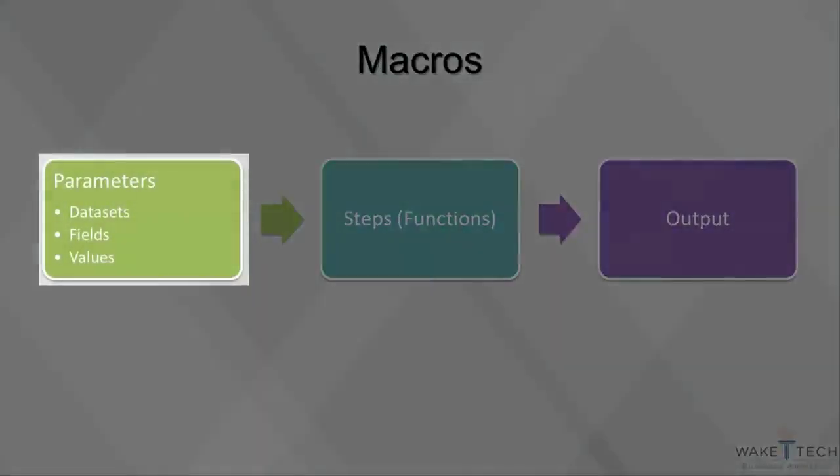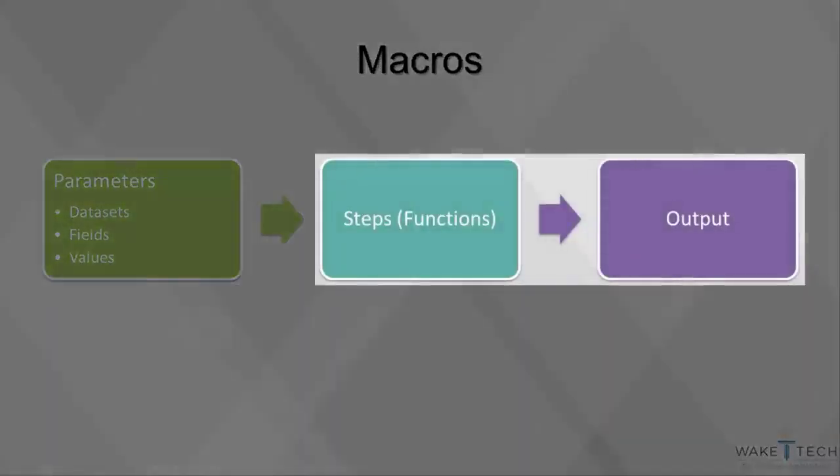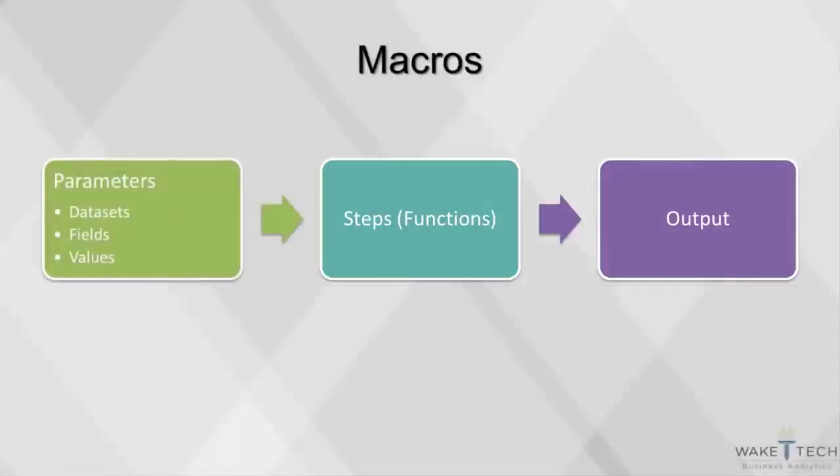The parameters of a macro are the input. This can be datasets, fields, or values. The parameters are a component that will change with each call to a macro. After the steps of the macro are complete, the output will be returned, and like the parameters, can also be of different types. Macros are the foundation of many analytics and software packages, as many of the complex algorithms used in data science are mostly just the building of certain simpler functions.